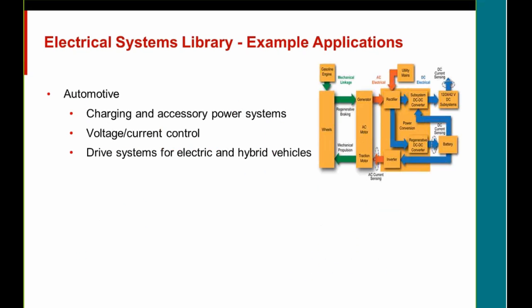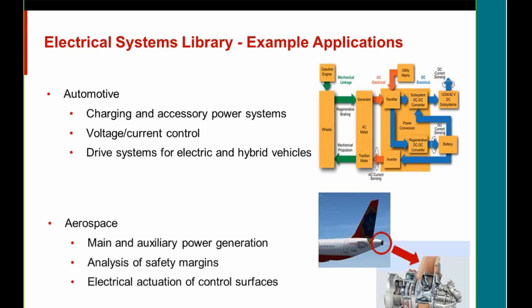So in automotive systems, some example applications would be charging or accessory power systems, where you need to control voltage or current, battery systems, and the drive systems can also be modeled in these kinds of vehicles. In aerospace, there are a number of applications: actuation of control surfaces, the analysis of safety margins, and for instance, auxiliary power generation. This picture shows the APU there.